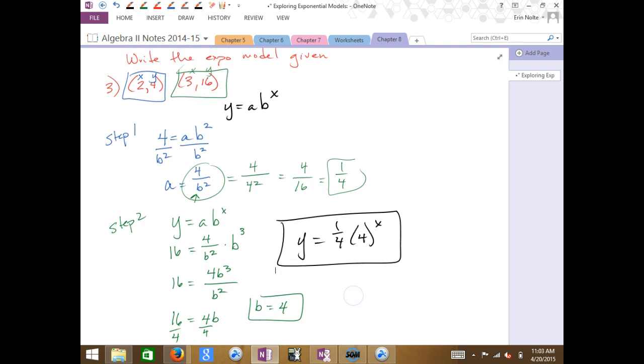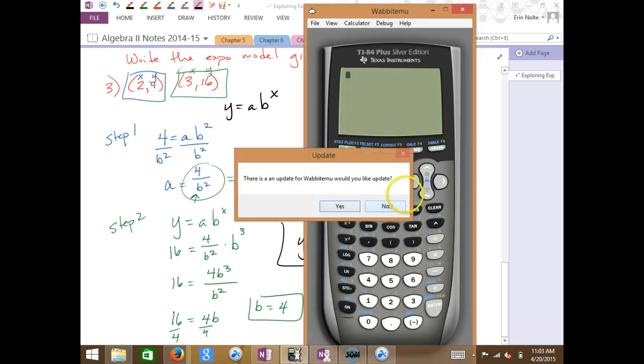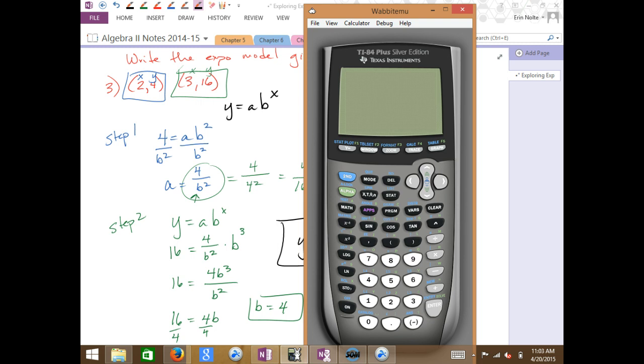All right, second possible way, grab your calculator. I'll show you how to do this on the calculator. Everybody got a calculator? The idea with using the calculator is that they have given me data points. I'm going to take those data points, plug them into the calculator, and have it calculate the regression model. We've done this before.